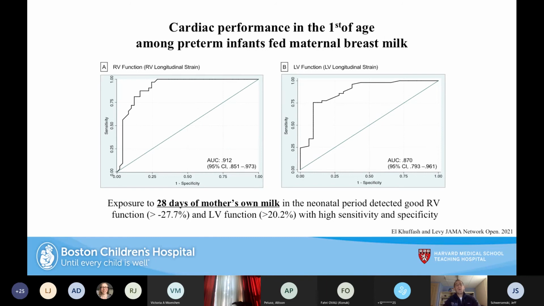Interestingly enough, we determined using some nice statistical analyses that exposure to 28 days of mother's own milk in the neonatal period had good right ventricular function and LV function with high sensitivity and specificity. Now, these normal values were based on our previous work for the meta-analysis that I had previously shown. So if a baby gets 28 days of mother's own milk, they will have enhanced cardiac function at 1 year of age. For the right side, this actually starts to show up as early as 36 weeks.